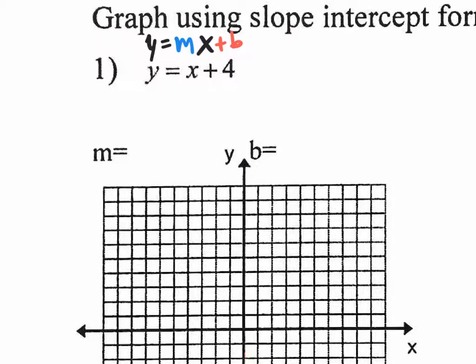So we know that it's going to cross the y-axis at 4. So this is the y-axis. This is the x-axis. So it's going to cross the y-axis at 4. So here's 0. Here's 1, 2, 3, 4. Everybody put a dot right there, please, at 4.